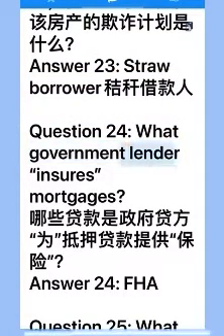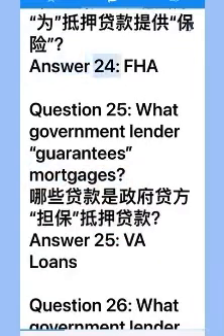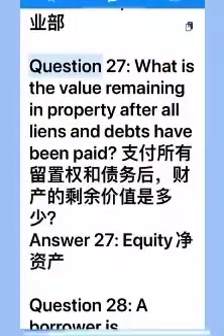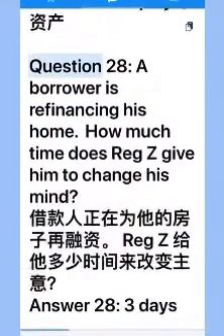Question 24. What government lender insures mortgages? Answer 24. FHA. Question 25. What government lender guarantees mortgages? Answer 25. VA loans. Question 26. What government lender loans money to fund purchases in rural areas? Answer 26. USDA, Department of Agriculture. Question 27. What is the value remaining in property after all liens and debts have been paid? Answer 27. Equity.